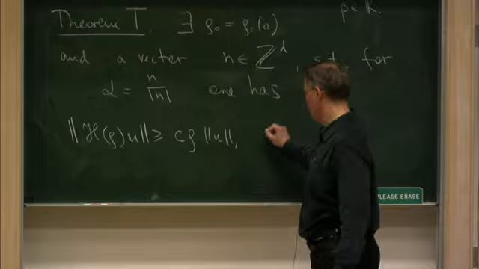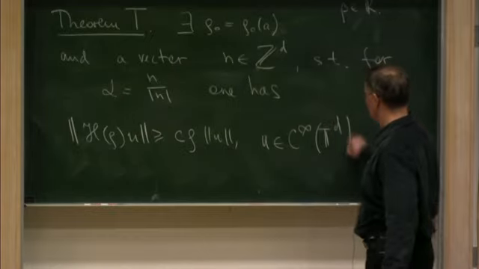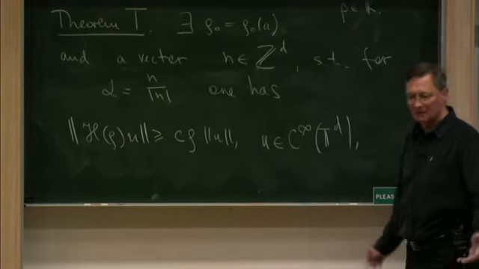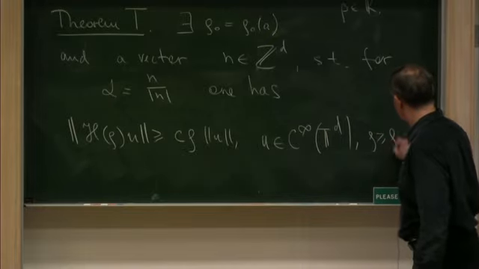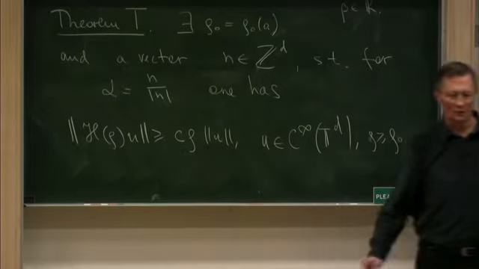For all smooth functions on the torus and sufficiently large rho, rho is greater than or equal to rho naught.